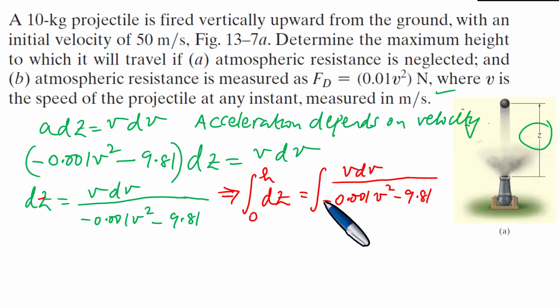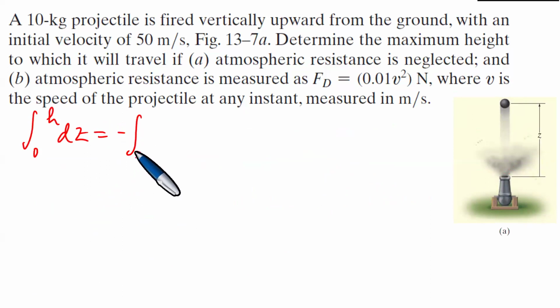Right, we actually need to take note of the following. Remember that it is fired vertically upward from the ground with an initial velocity of 50 meters per second. So it's going to have an initial velocity of 50 meters per second, but at the maximum height, it's going to have zero velocity. It was projected initially at 50 meters per second, and then at the maximum height, it's going to stop.